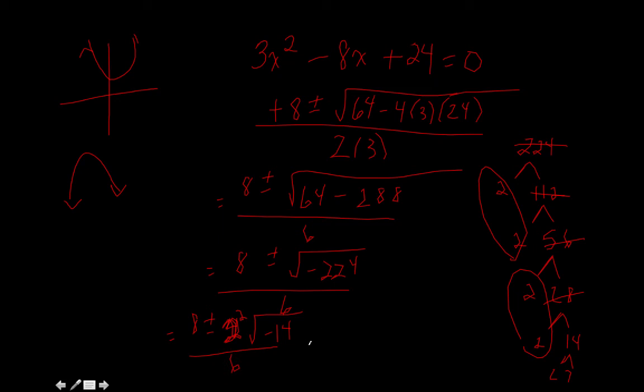over 6. So 8 plus or minus 4 root 14 i over 6. And these all have a 2 in them. Because it's top and bottom, I can cancel out 2 and 2. So 4 plus or minus 2 root 14 i over 3. And so you'd have 4 plus 2 times the root 14 times i over 3, and 4 minus 2 times root 14 times i over 3.